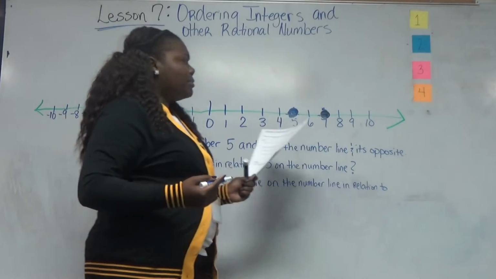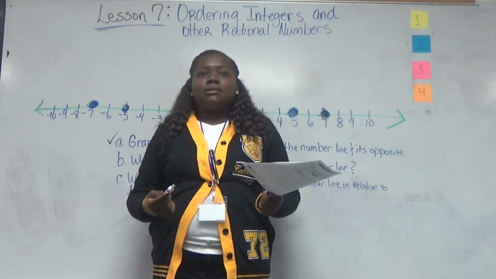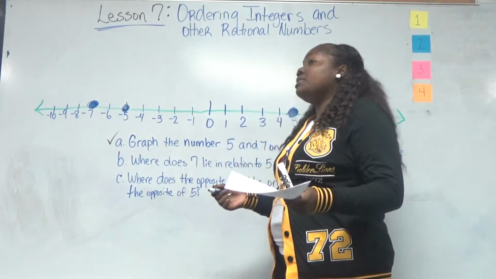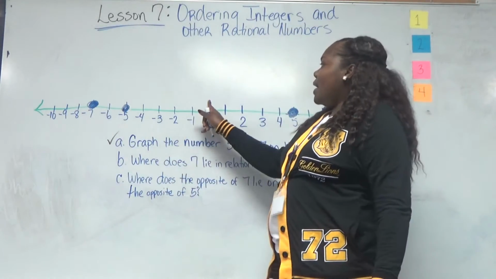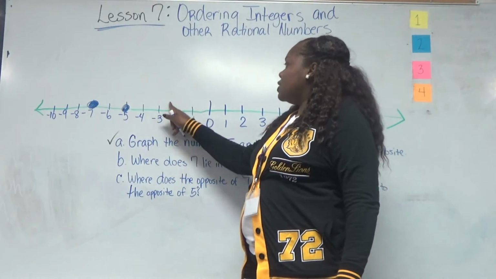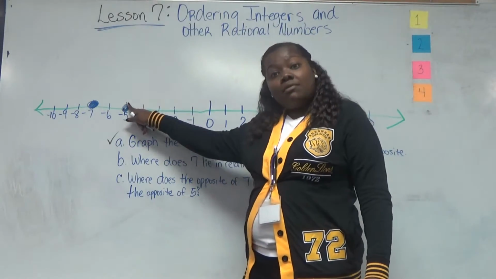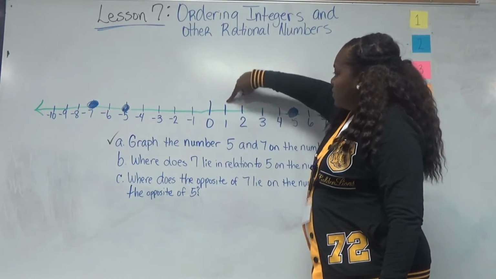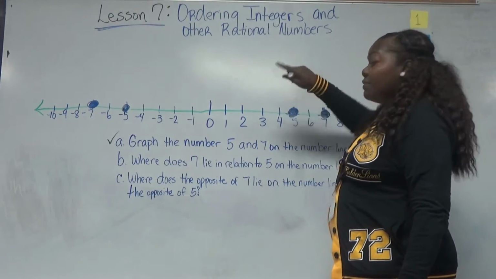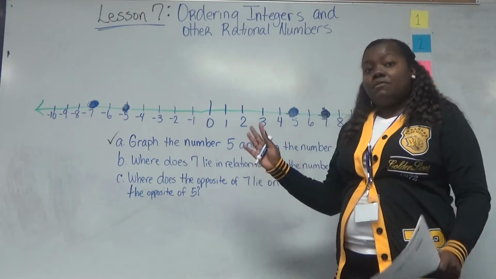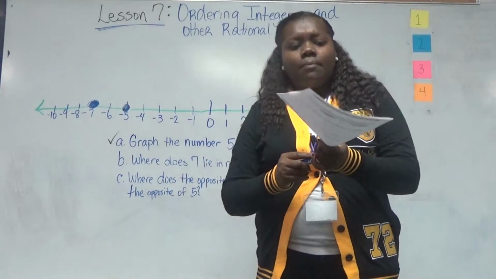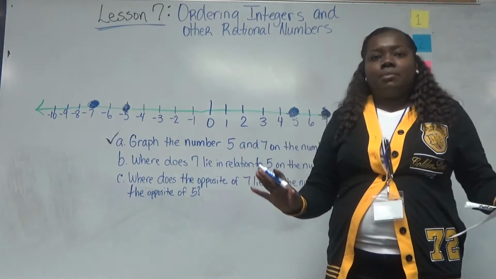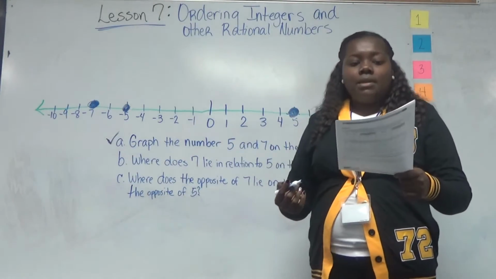Caleb, do you know why these numbers are opposites? Because they're the same distance away from 0. They are the same amount of units away from 0. If I count from 0, it's 1, 2, 3, 4, 5 units to get to negative 5. Starting back at 0, it's 1, 2, 3, 4, 5 units to get to positive 5. So that's why they're considered opposites. Now that we've done A, let's put a check mark beside it to show that A is complete. Okay? So let's move on to B.